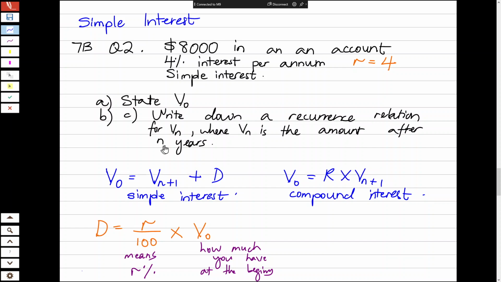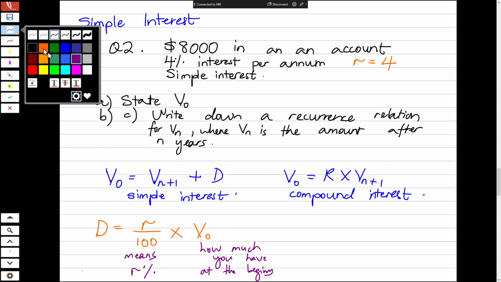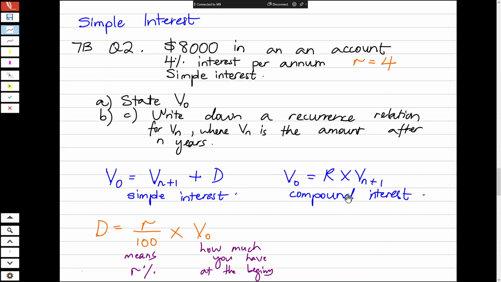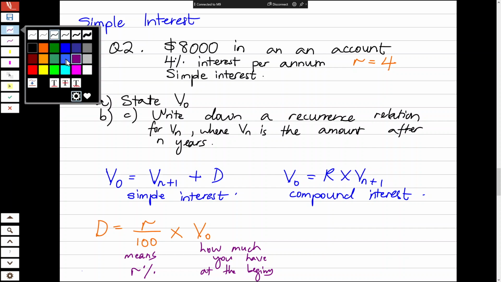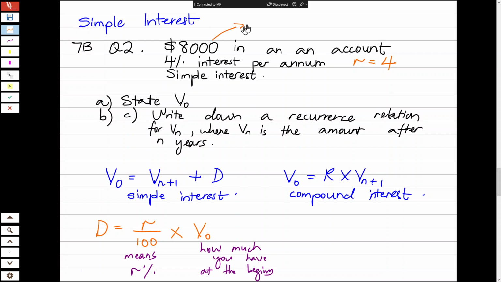Okay? So purple. Compound interest is what you want if you're the one making money. All right. So back to compound: what's V naught going to be? Obvious question, but it needs to be said. V naught is the amount in the account at the beginning. So Vn plus 1 equals Vn plus 4% of 8,000. You can do the calculation, it's 320.